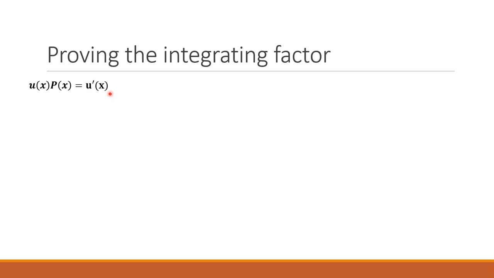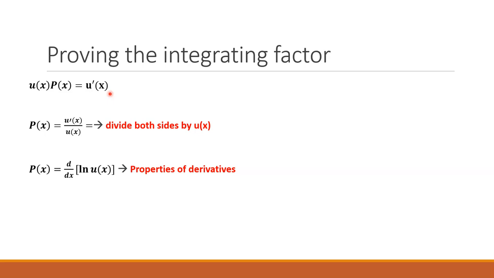So if we start from that point, we could divide both sides by the integrating factor. So the derivative of u of x divided by u of x comes out to being the derivative of the natural log of the integrating factor. Right? That's just the property of derivatives.